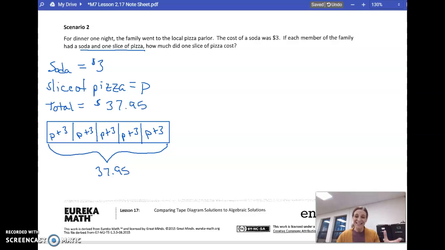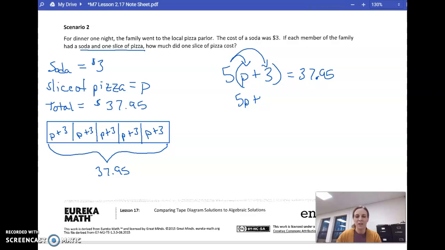So now if I want to take this tape diagram and put it into an equation, well, I have my slice of pizza plus $3 for my soda, and every single person got that. 5 people got this. So 5 times this equals $37.95. And now what you're going to see is we go to solve this the same way. 5 times P is 5P plus 5 times 3 is 15 equals $37.95.